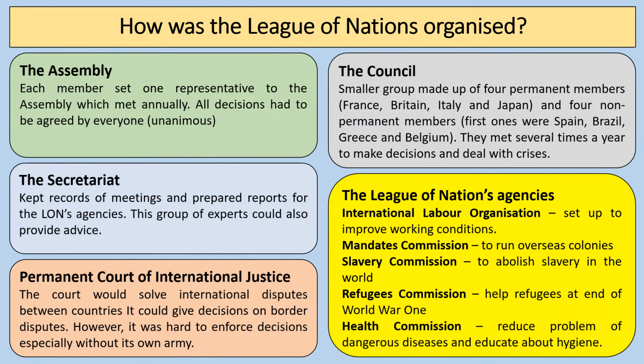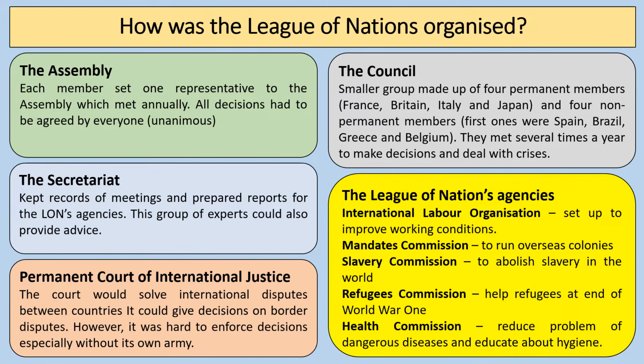Now then, this slide just shows you how the League of Nations was organised. So there was an assembly where each member sent one representative to the assembly each year. All decisions had to be agreed by everyone. We call that making a unanimous decision. There's almost like a civil service type secretariat that kept records of meetings, prepared reports, and groups of experts could provide advice. There was the Permanent Court of International Justice, which could solve international disputes. However, it was very difficult to actually enforce those decisions, especially without an army.